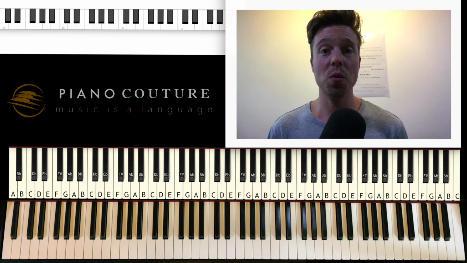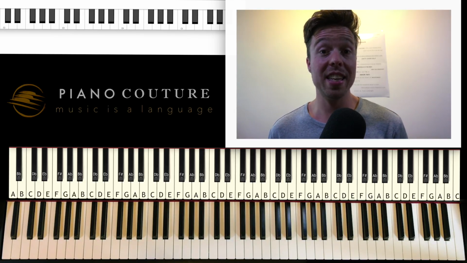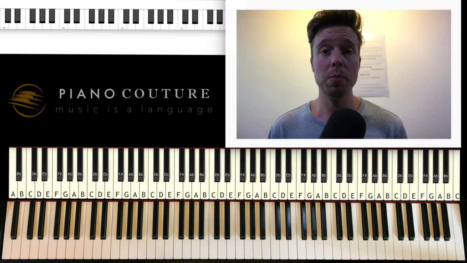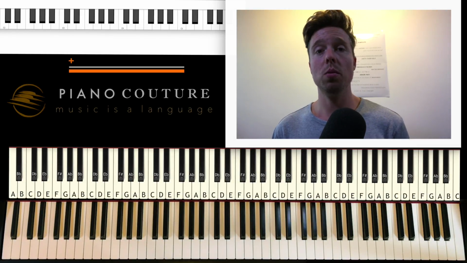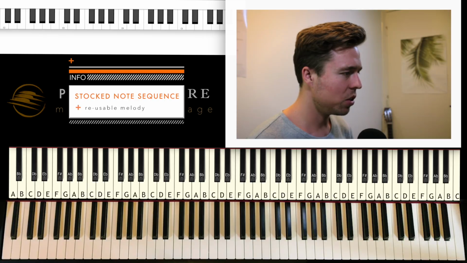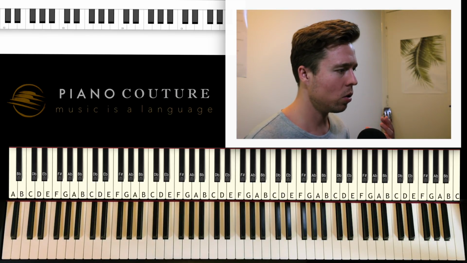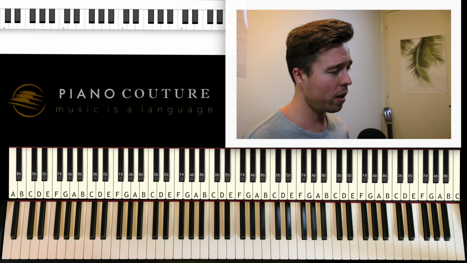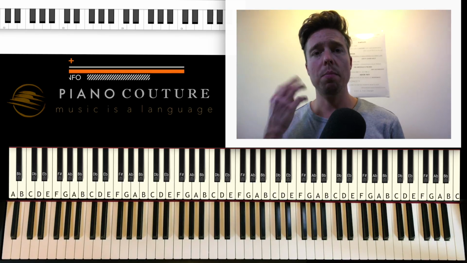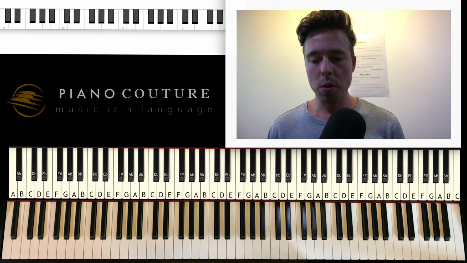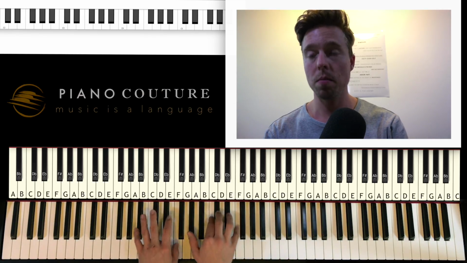So let's start with the what, and with that I mean what is a lick. A lick is basically a stock note sequence. I am a big fan, as you know, of stocking in the sense of building musical vocabulary. So I always tend to say that we have the chords on the one hand, the patterns on the other hand, which is the technique and the rhythm info. And with that you can play something like this.